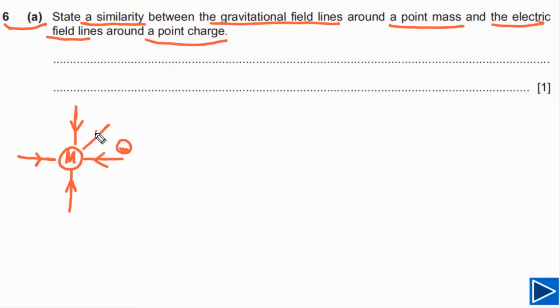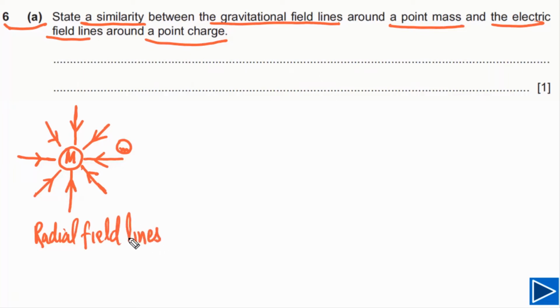We can draw some more gravitational field lines. So this is how we can draw the gravitational field around this point mass. So this is the gravitational field. If you look at the shape of this one, this field is radial. So this is a radial field, or we can say radial field lines, because the field lines are along the radius. So we can say these are radial field lines.